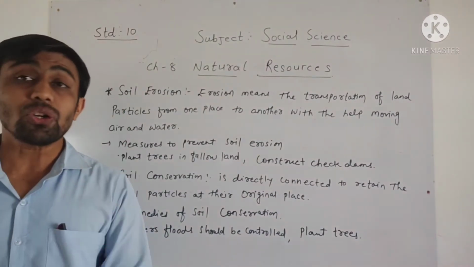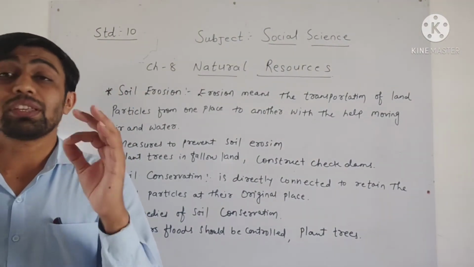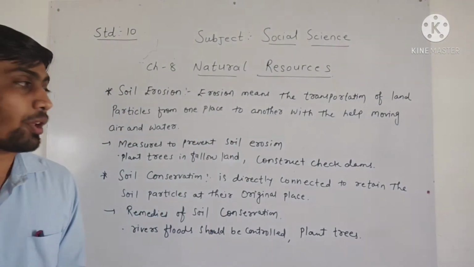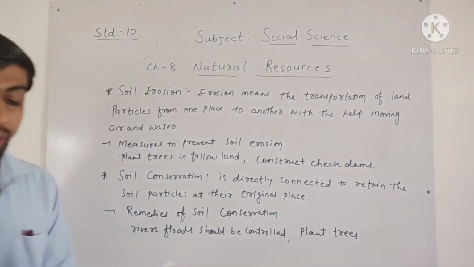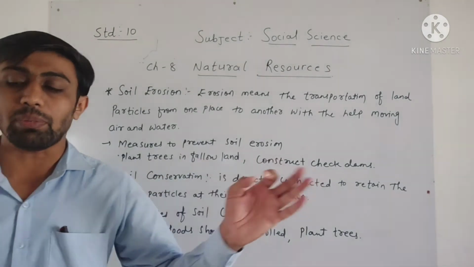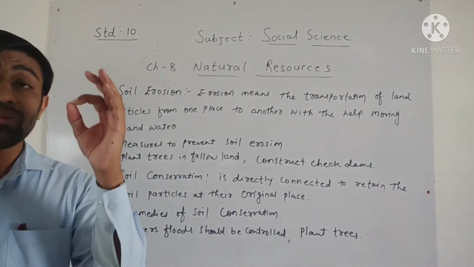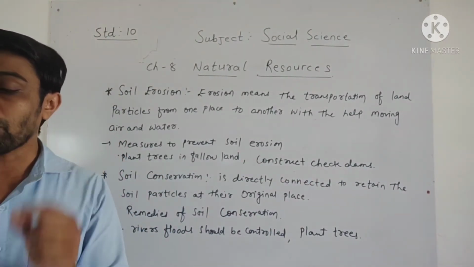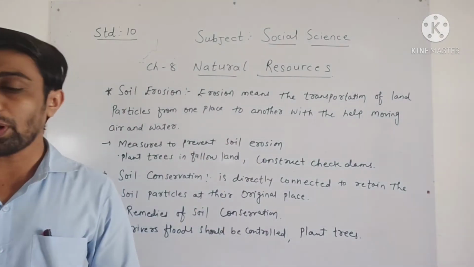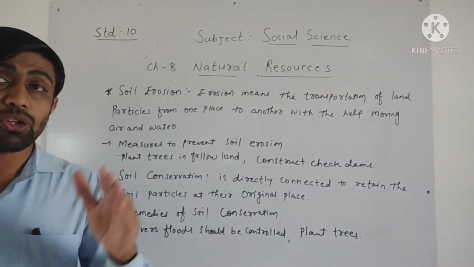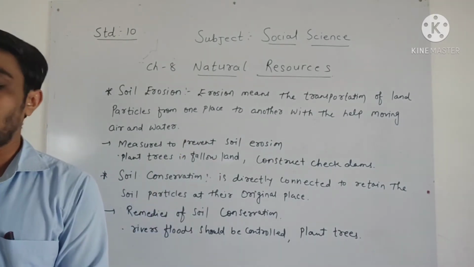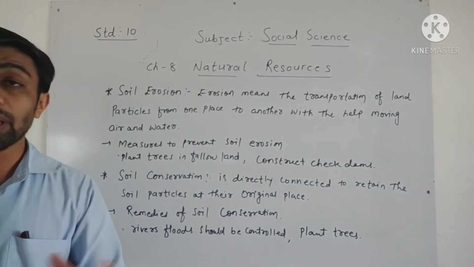Next one, construct check dams where there are streams. There is a requirement that we construct more check dams where there are more streams. Cultivate very deeply in the field to reduce the speed of the water. So these all are the measures to prevent the soil erosion.